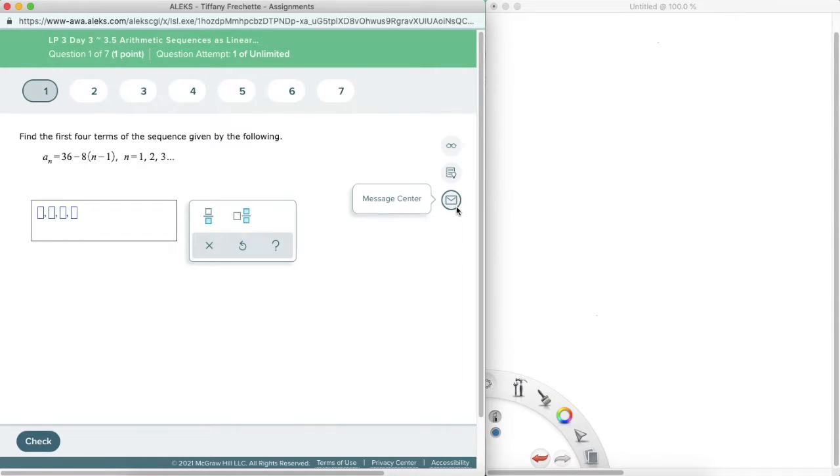All right, let's go ahead and get started here. We are going to start working on arithmetic sequences. And if you don't know what that means, arithmetic means addition or subtraction. So we're going to be looking for patterns of addition or subtraction.